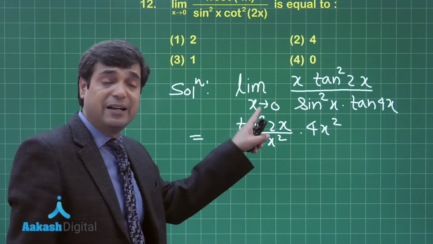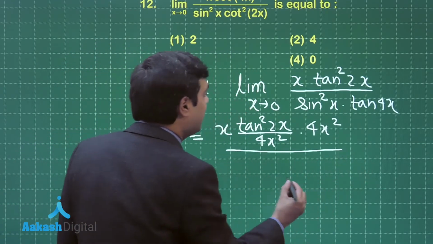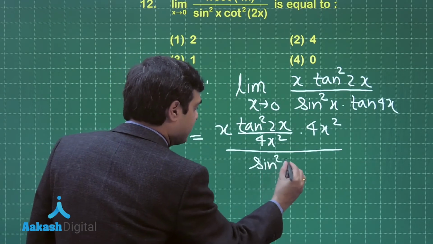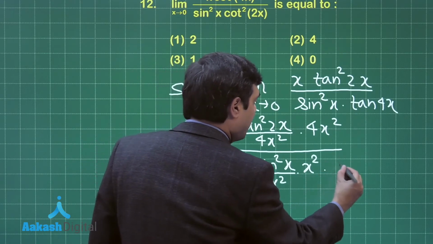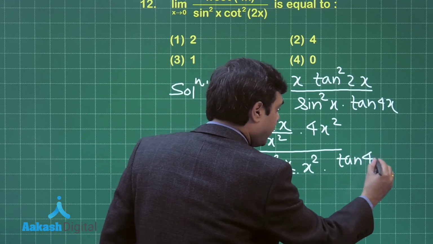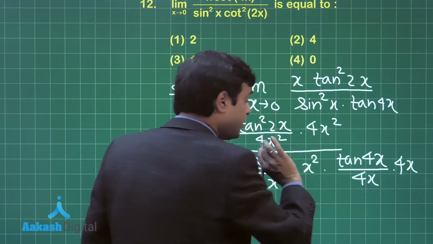Why so? So that I can get tan 2x by 2x. x was already there, let us write as it is, divided by sin square x upon x square into x square, multiplied with tan 4x divided by 4x multiplied with 4x. I am sure this is clear.